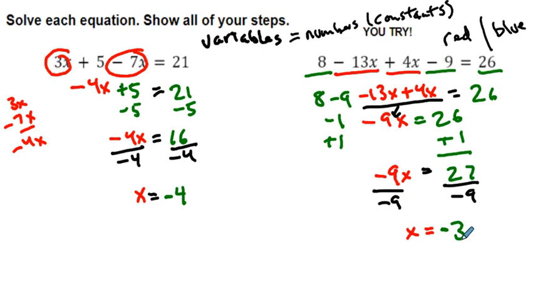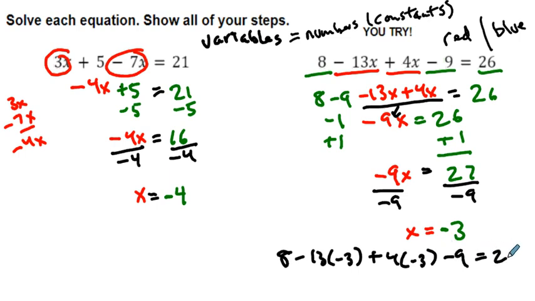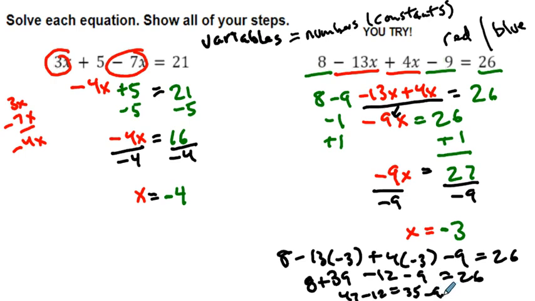And I could even put this in and see how it works. So I could say, okay, 8 minus 13 times negative 3 plus 4 times negative 3 minus 9 equals 26. Well, it looks like a lot, but it's not that bad. 13 times 3 is 39. Negative times negative is positive, so we have 8 plus 39 minus 12 minus 9 equals 26. Let's just go left to right. 8 and 39 make 47, 47 minus 12 is 35, and 35 minus 9 is actually 26. And so we get an equality.